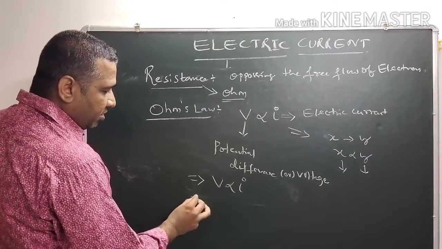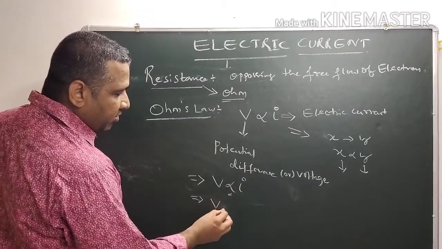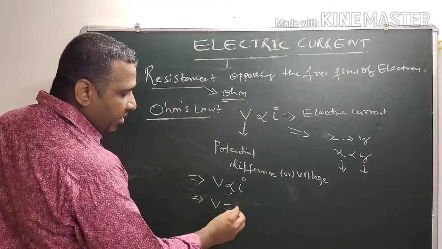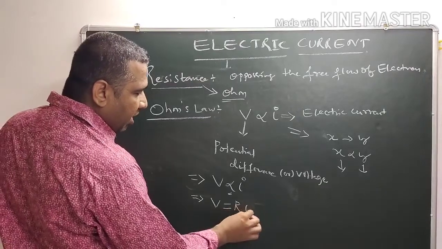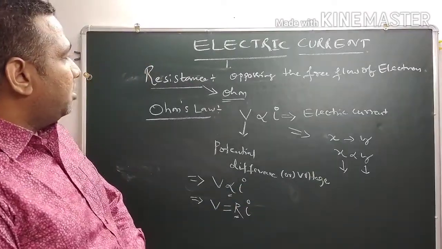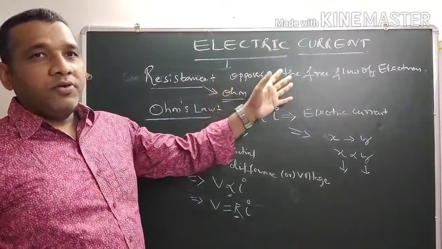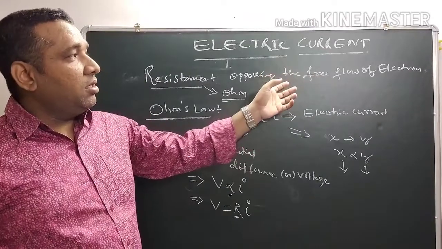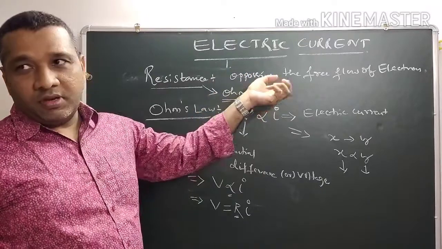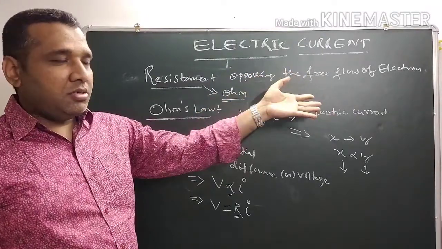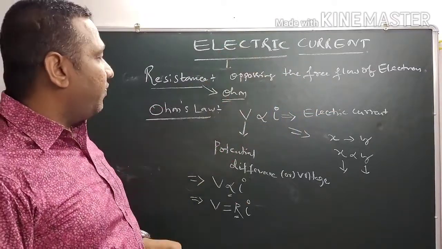Whenever you remove the proportionality, we know that we have to introduce an equal sign and a constant value. Here the constant value is R. V is equal to RI. We discussed the resistance. Resistance is nothing but that which opposes the free flow of electrons, or we can say the stopping nature, which stops the electrons from flowing from one point to another. So opposing is nothing but stopping the flow of electrons.